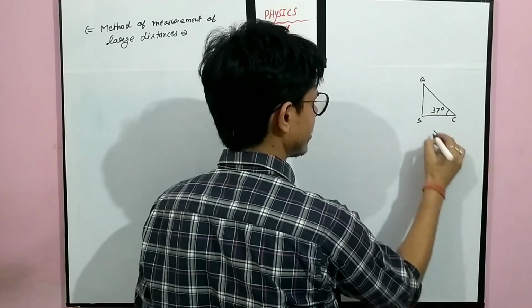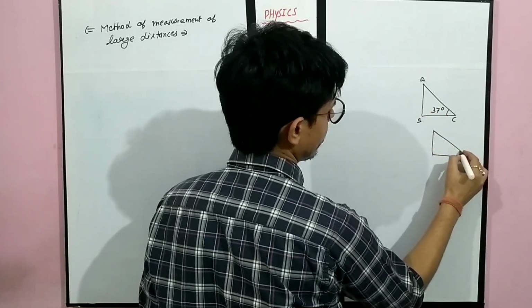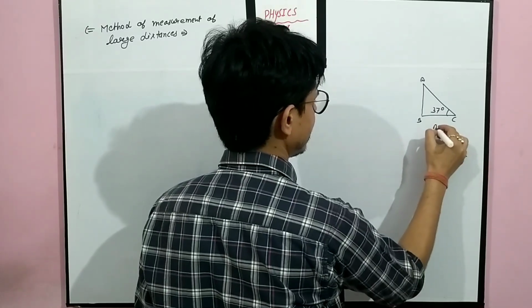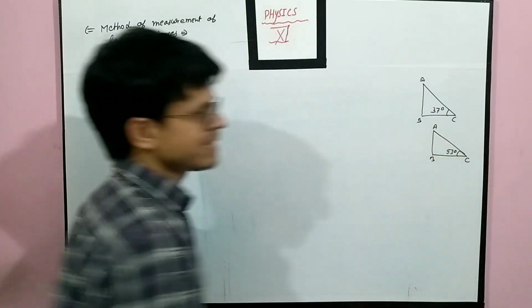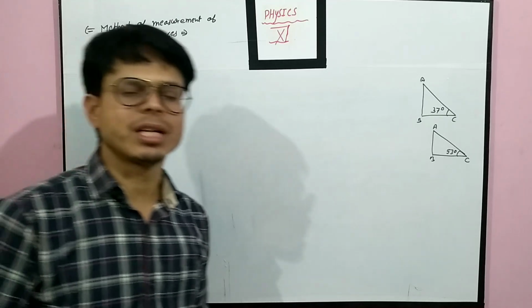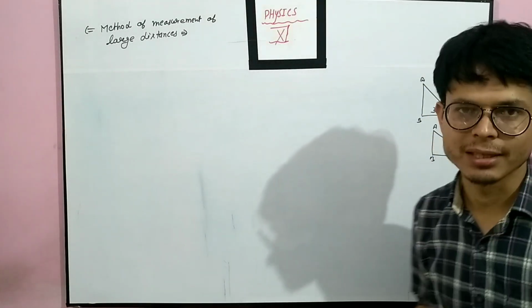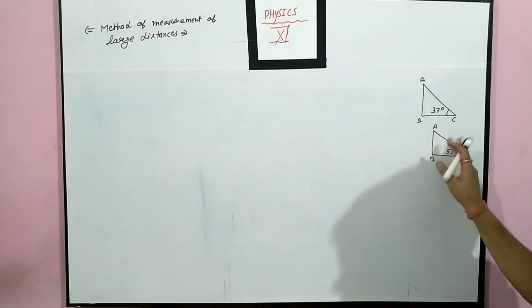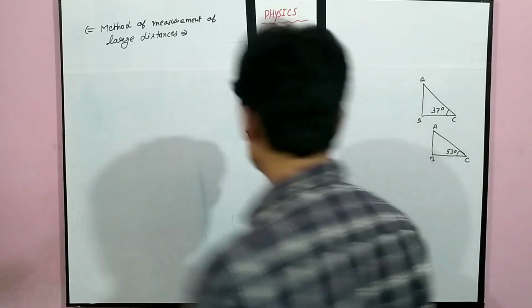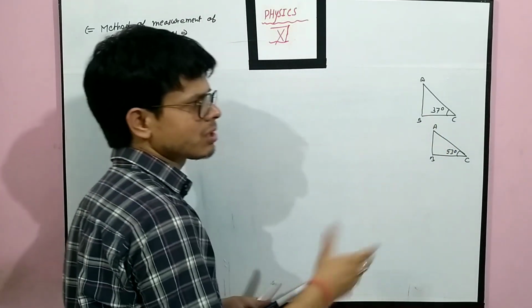37 degree or maybe 53 degree. These two angles are not in your table, so you should remember them. These are asked in most competitive exams. In this, you can find tan theta, cos theta, anything.